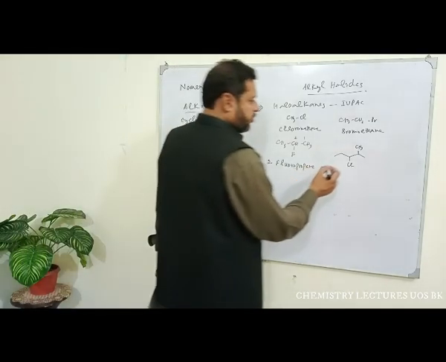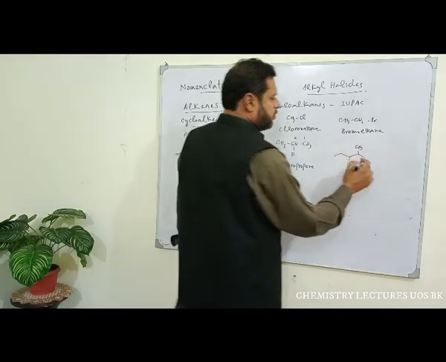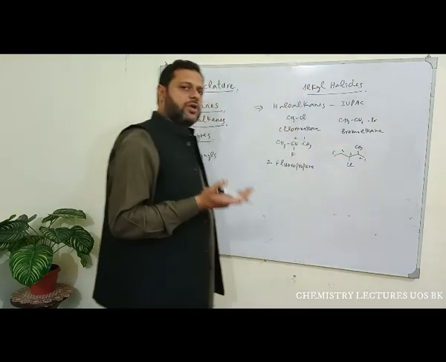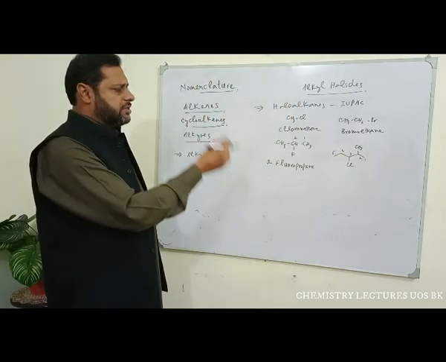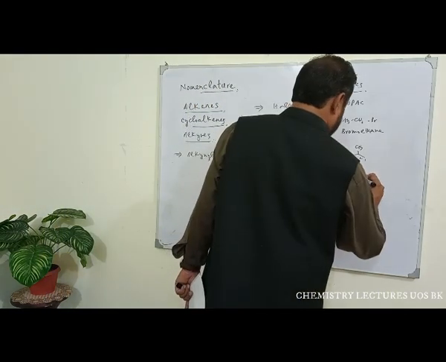So if you start numbering from this side, the halogen chlorine will get the number 3. So we'll start from here 1, 2, 3, 4, 5, so that we give the least possible number to any of these halogen or methyl substituents. So the name of this compound will be pentane.